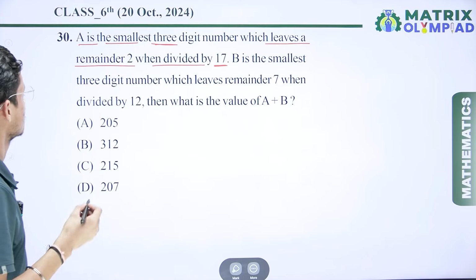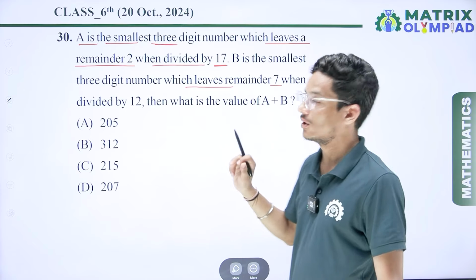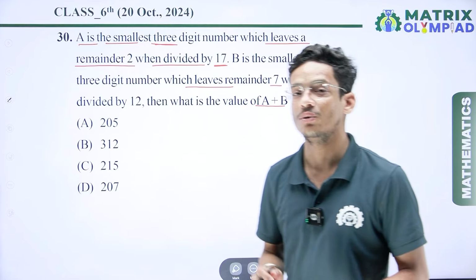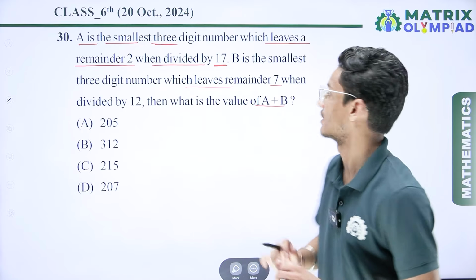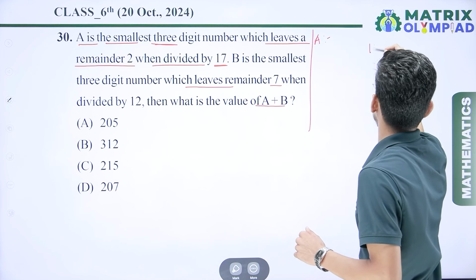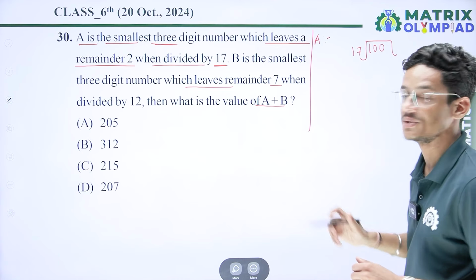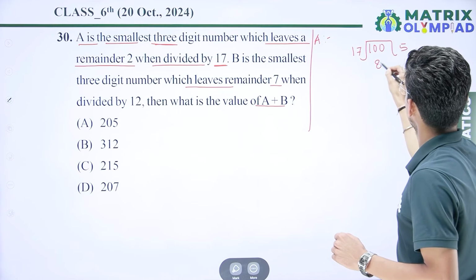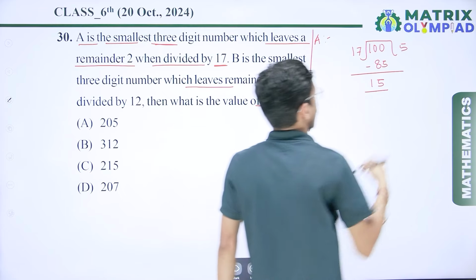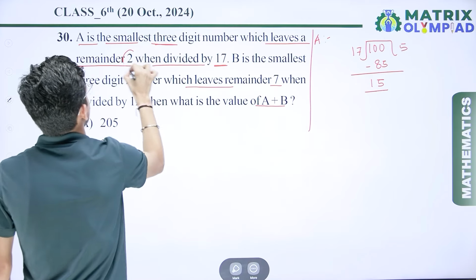Again, B is the smallest 3-digit number which leaves remainder 7 when divided by 12. So here we have to find the value of A plus B. So we know the smallest 3-digit number is 100. So first, if I talk about A, we take the smallest 3-digit number, that is 100, and if I divide it by 17, 17 fives are 85. So if I subtract this, I get 15, but we require remainder 2.